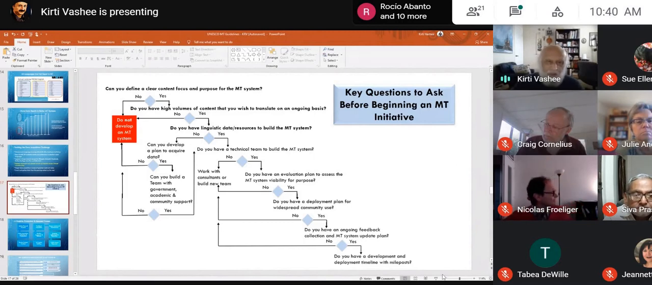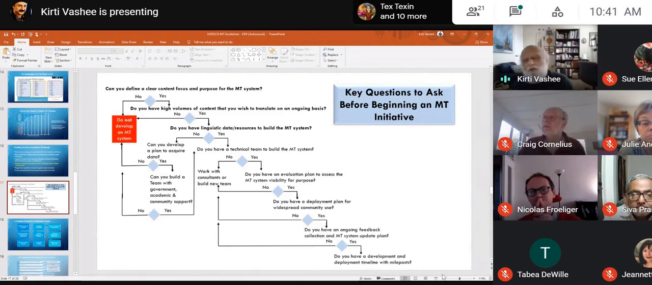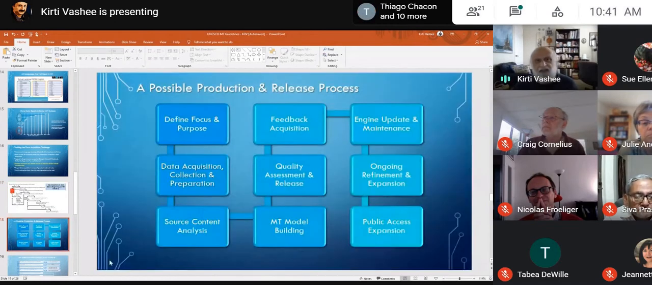And if you don't, can you build the teams? Can you build the community support and the collaboration to do it? If these things happen, then you move down the path. Otherwise, it's really not viable. And we find that for many, this is the case.